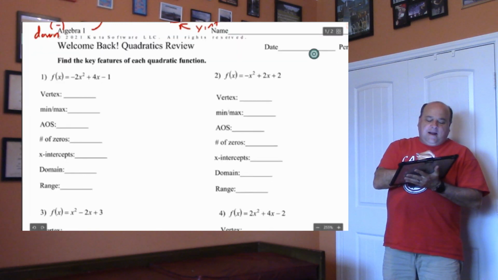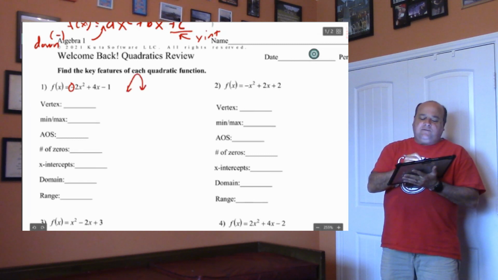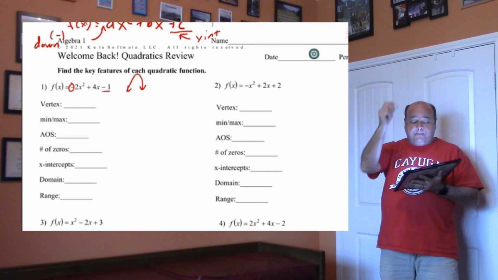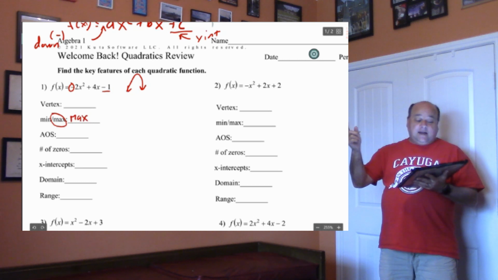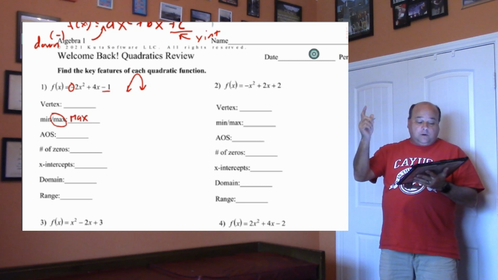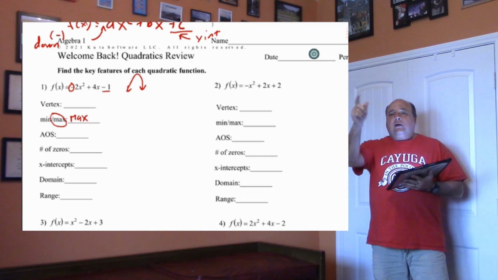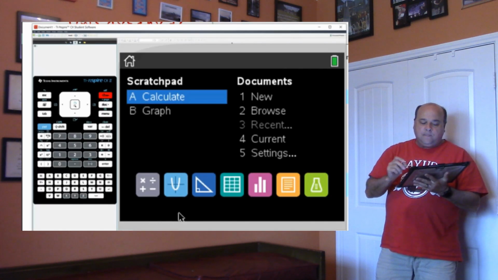On number one, right off the bat, we notice that this is negative. Since that's negative, we know that this graph's going to open down. We also know that the y-intercept is -1. So we know we're going to have a max. We don't know what the axis of symmetry is, or the vertex. We do know the y-intercept's -1, and it doesn't look like that's on there. So let's go ahead and graph this. We're going to have -2x squared plus 4x minus 1. So I'm going to go to graph B.